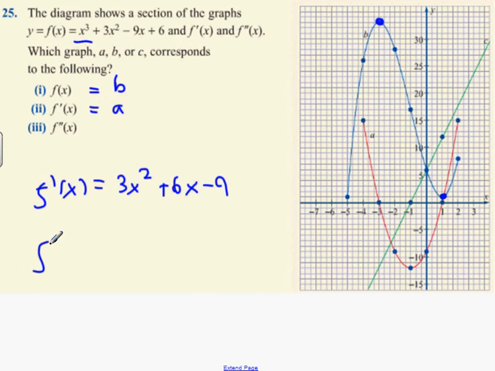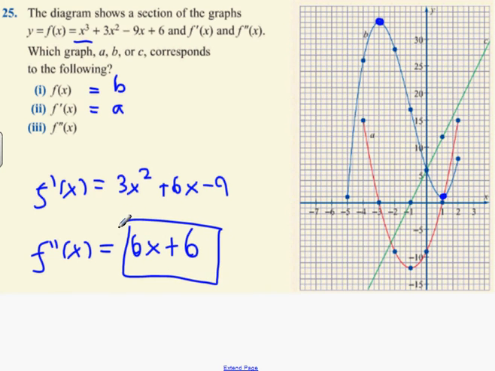And what happens when we differentiate this? You get 6x plus 6. What shape is the graph of 6x plus 6? A straight line. So that implies that the green line, which is C, is the second derivative. Yes? So, no squared or cubed.